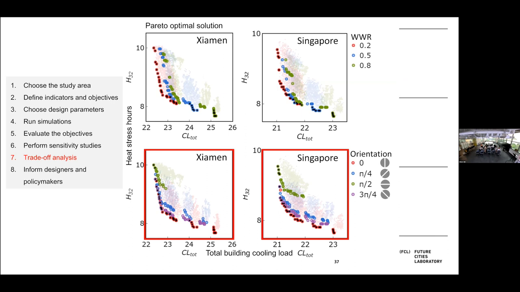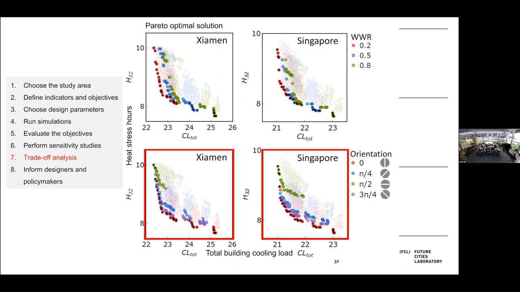For those points at the cooling load of 25, the heat stress hours are less than 8, right? But for a cooling load of around 22.5, the heat stress hours are 9 or 10. What does that mean? Yes, this is the best trade-off solution, the Pareto optimal solution.